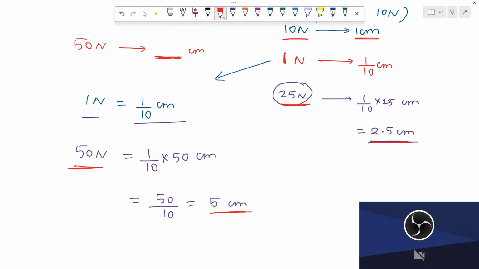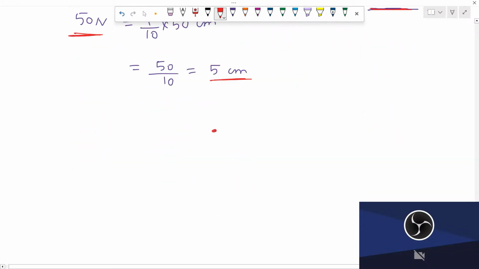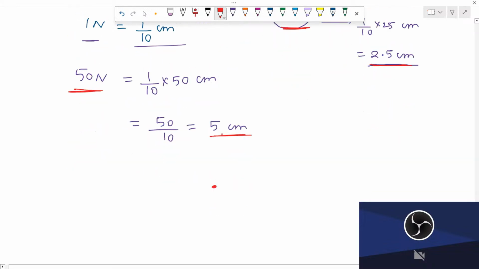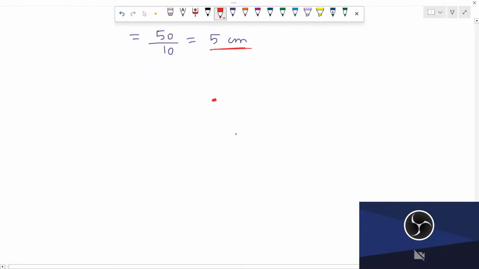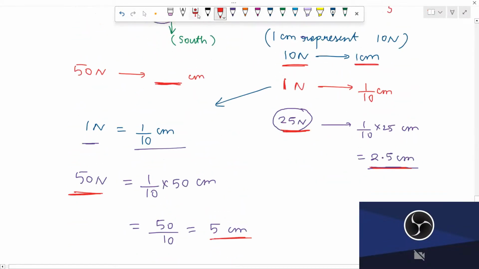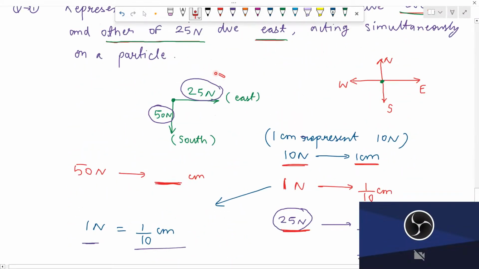Is it clear? So if you consider a center point, look here: 25 Newton is acting in the east direction, and 50 Newton is acting in the south direction. Now we will represent this on a graph sheet.